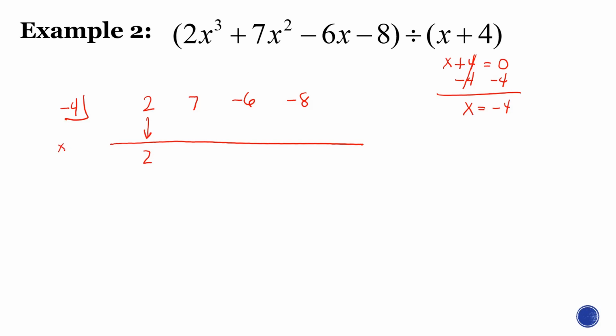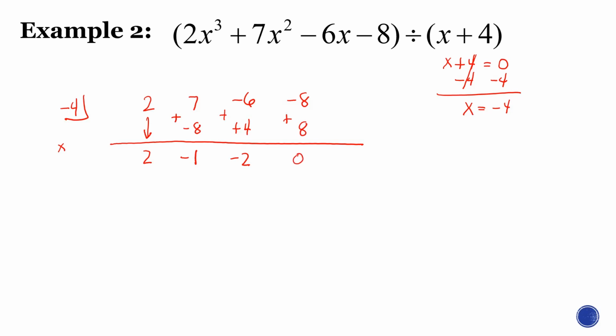So there you go. So after we did all of that, we will bring down this 2 and then multiply that to negative 4. So 2 times negative 4 is negative 8. And then we will add. That's going to be negative 1. Negative 1 times negative 4 is equal to positive 4. And then we will add that again. It's going to be negative 2. Negative 2 times negative 4 is equal to positive 8.